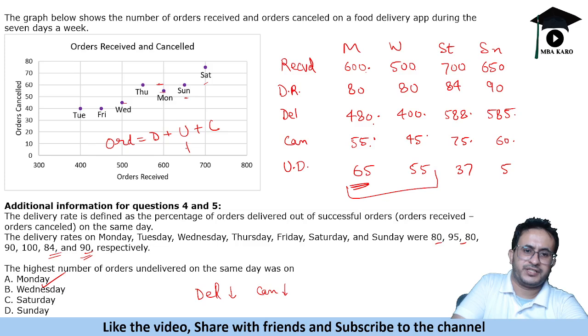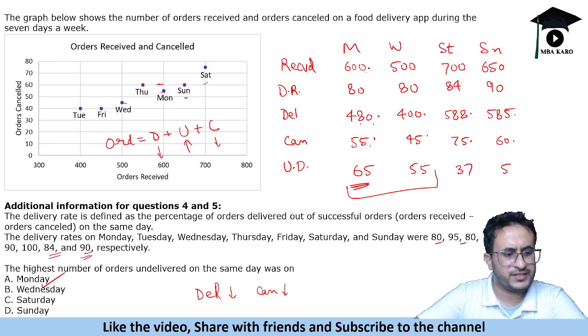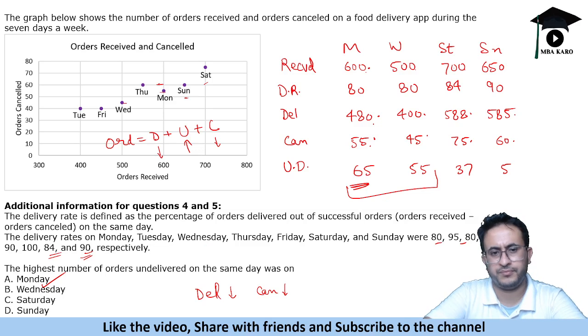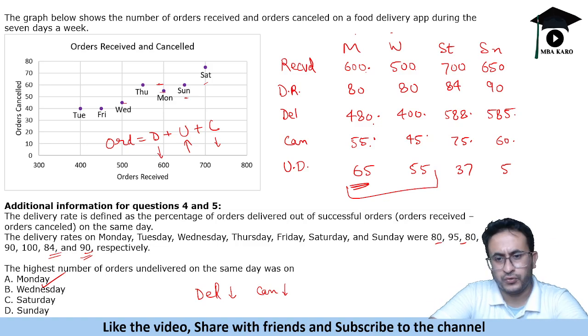If we want undelivered to be more, then these 2 should be less, right? If the delivery rate is high, most of the orders are delivered. So we should have a low delivery rate, which means many orders are undelivered, and cancellation should also be low. So this gives us the answer as 65. So we need to calculate this one. Merely guessing won't help. But yes, we can figure out that Monday and Wednesday you could have calculated only for 2, not for all 4.